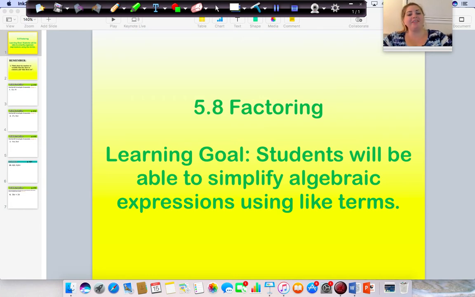We are doing Chapter 5, Lesson 8, which is on factoring. Our learning goal is that students will be able to simplify algebraic expressions using like terms. Like terms means a lot with this. We're going to be thinking about like terms the entire time we are factoring. Okay, that's the main part of it.